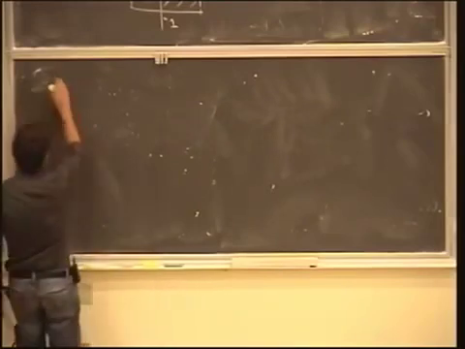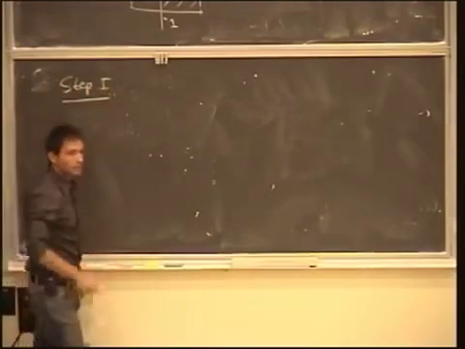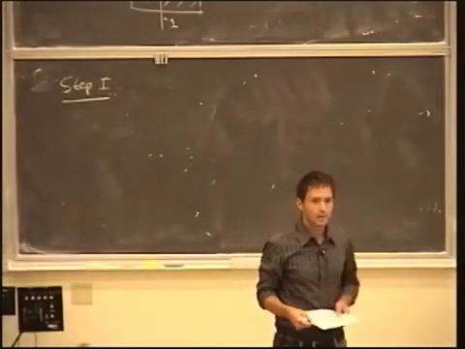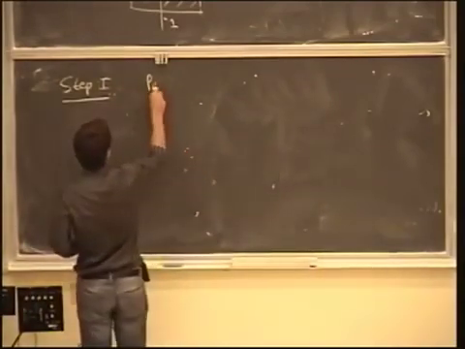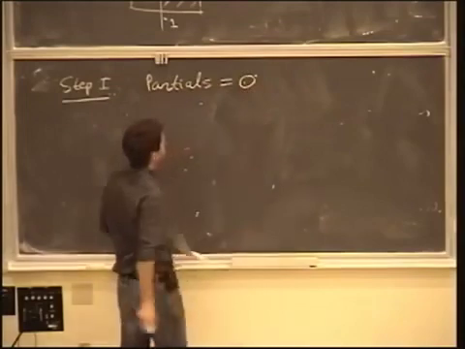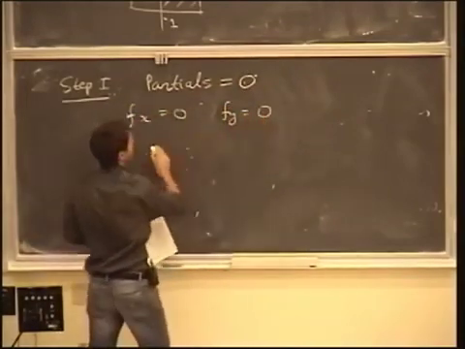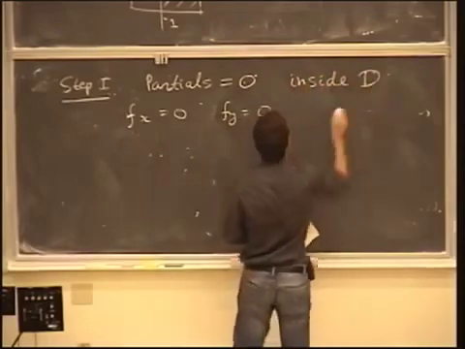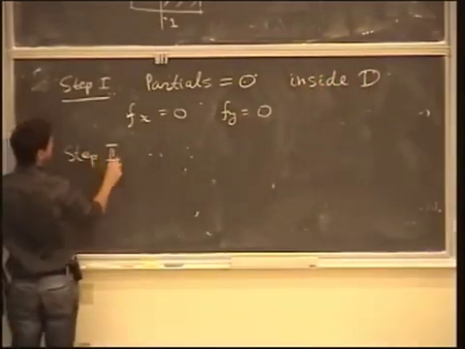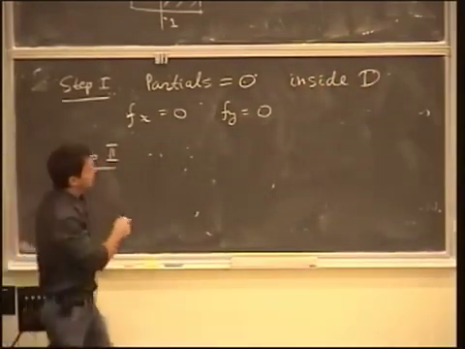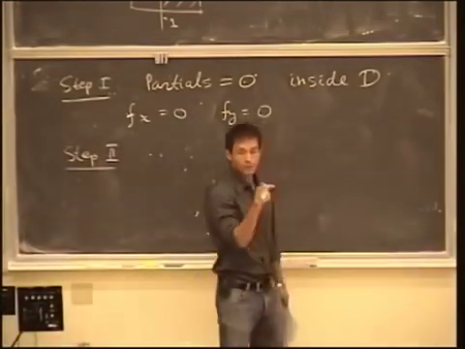Okay. So step one is to look at the interior of the domain and to calculate the partial derivatives, and set the partials equal to 0. Okay, I'm going to skip that. I already did it last time. But this is inside the domain. So that's very easy, right? So you just get two equations and you solve them. You find all the points which satisfy these equations. And this will be the first points on your list.